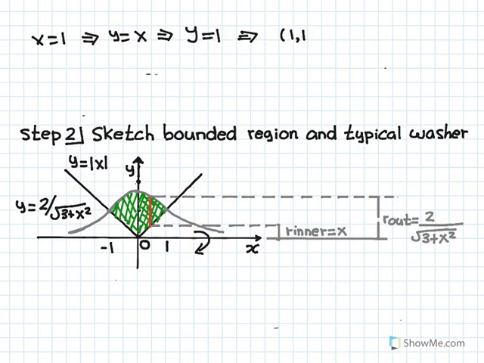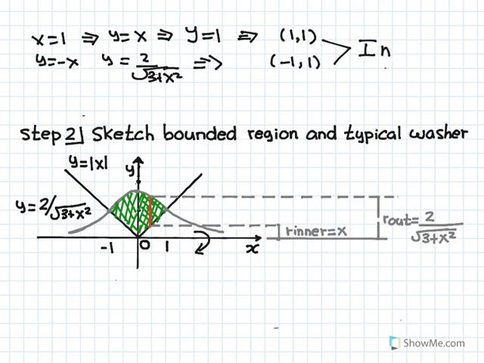Similarly, we can find the other intersection point by equating y equals minus x and y is equal to 2 divided by root of 3 plus x squared. If we do the algebra, we're going to get x equals negative 1 and y equals 1. These are the intersection points. Let's label them. Now we want to sketch the bounded region and a typical washer.